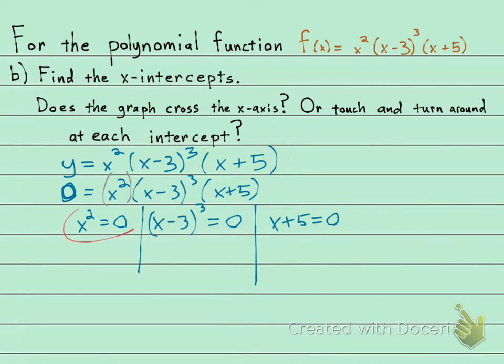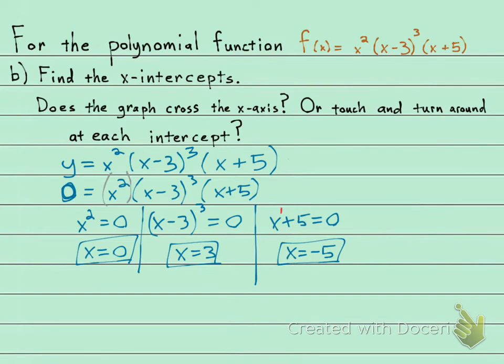So for this one, if I took the square root of both sides, plus or minus, I'm going to find out that x equals 0. That one has a multiplicity of 2. If I solve this one in the middle, I'm going to find that x equals 3. That one has a multiplicity of 3. And the last one, I'm going to find out that x equals negative 5. And that one has a multiplicity of just 1. So here are my x-intercepts.